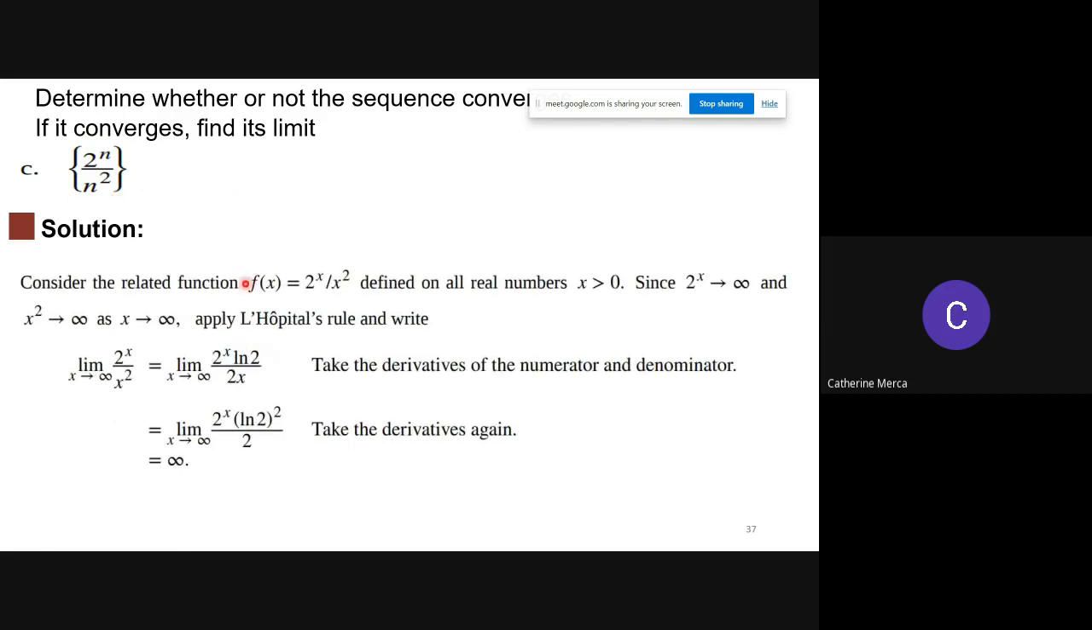This is your 2 to the x over x squared. So you can use this related function f of x. Diba? Nagsulta kanina na ang inyong mga sequences is actually related to the function f of x. So, 2 to the x over x squared defined on all real numbers x greater than 0, since 2 to the x approaches infinity and x approaches infinity as x approaches infinity.